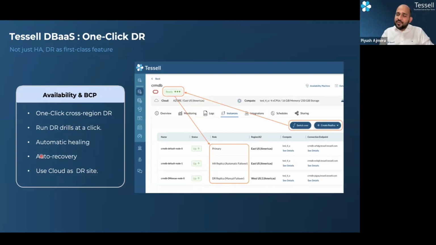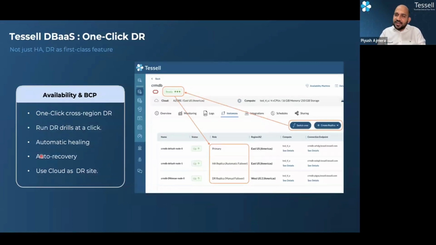Like if you see one of the leading market providers which provide a DR service, what they say is once you fail over to the DR, you have to move the entire database back to primary and rebuild the primary. Absolutely. And they charge for network egress cost. So imagine the cost you pay just for running a DR drill.